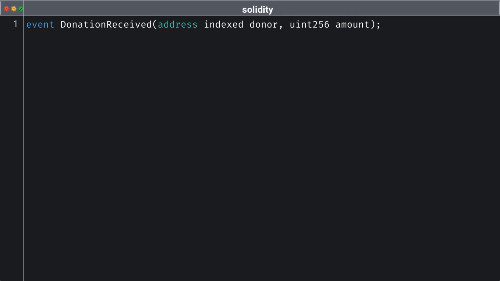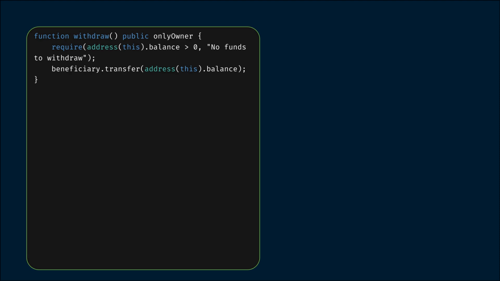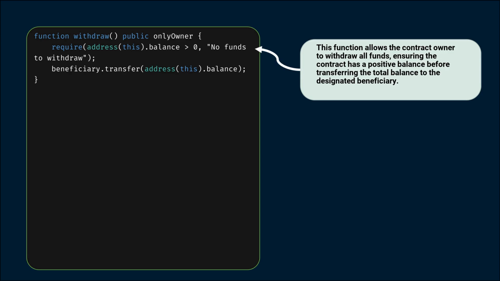Overall, using events not only reduces on-chain data storage costs, but also promotes a responsive interface for our donors, allowing them to feel confident and informed about their contributions to the fundraiser. Now let's implement the withdrawal functionality, which is crucial for ensuring the secure handling of funds accumulated through donations.